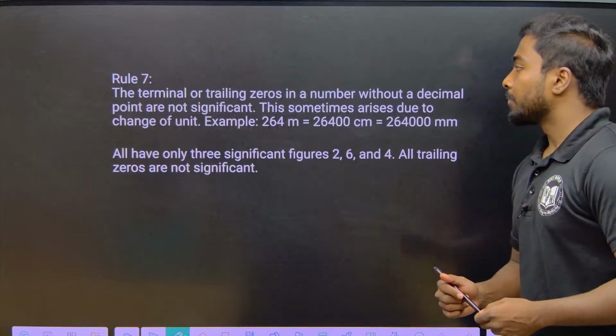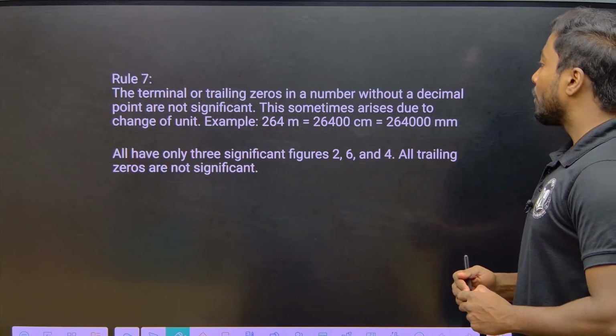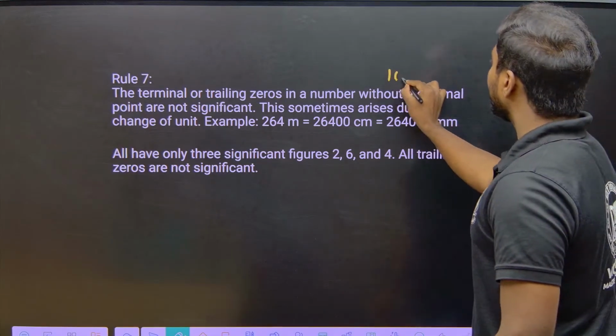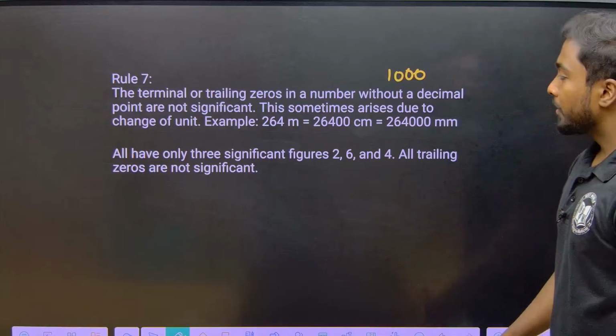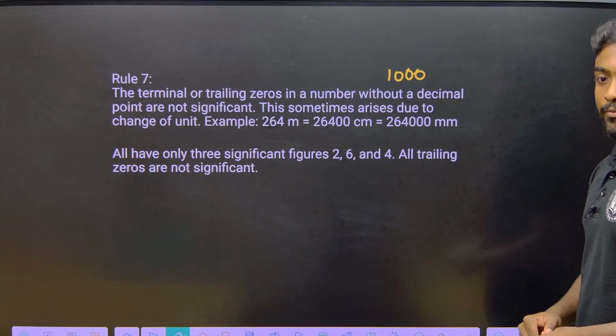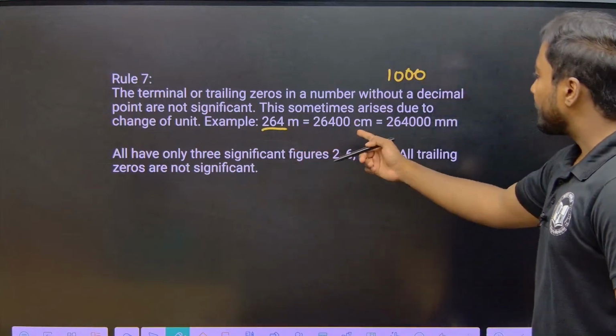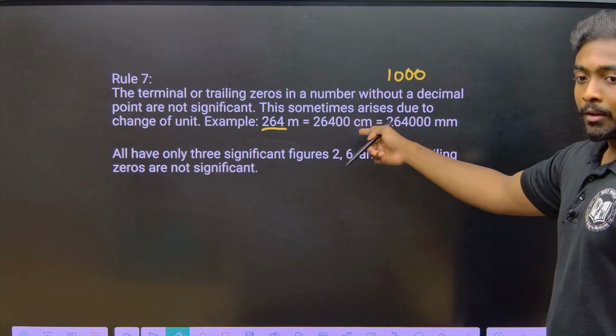Rule number 7. The terminal or trailing 0 in a number without a decimal point. Without a decimal point, in the sense, the example we have seen, 1000, has only one significant value. So example is 264 meter can be written as 26400 centimeter.